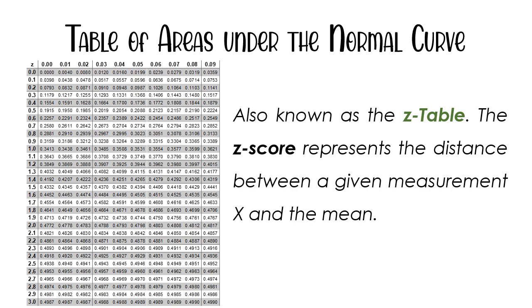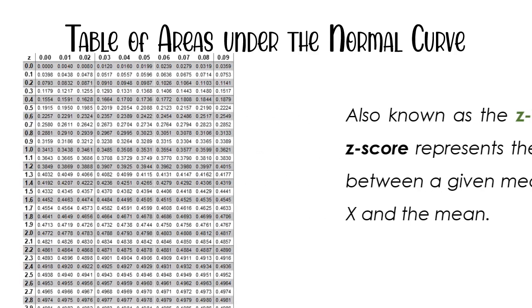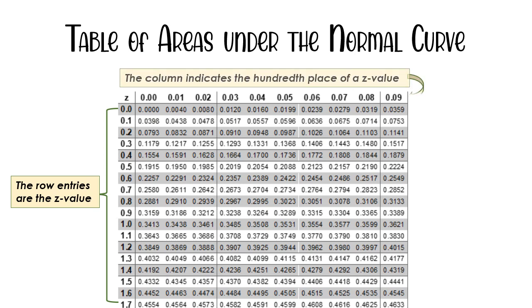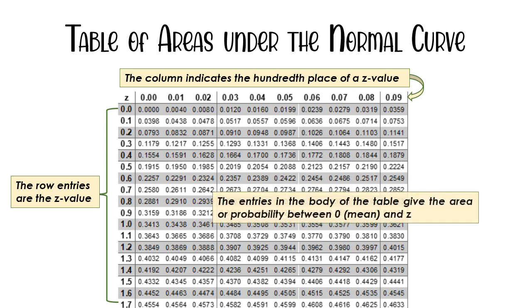So what are the numbers inside our table? The row entries give us the z value, or the first two digits of our z-score. The column, on the other hand, indicates the 100th place of a z value or a z-score. Now, what are the entries in the body of our table? The entries in the body of the table give us the area or probability between 0 or the mean and a certain z-score. So those are the areas.